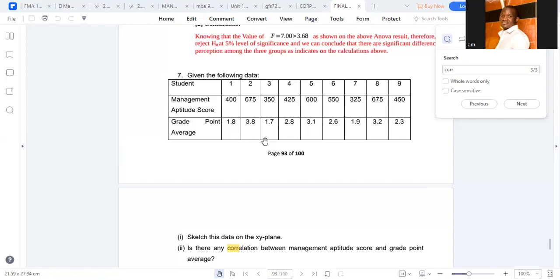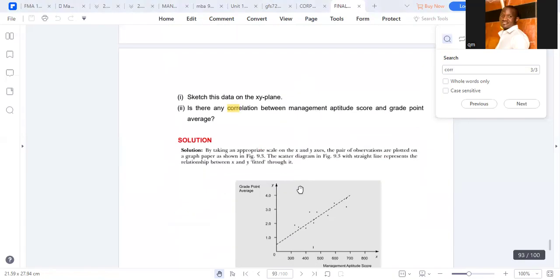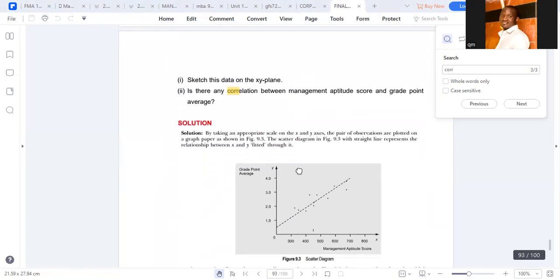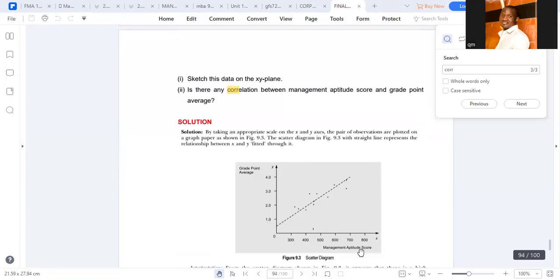For instance, advertising is the input, sales the output. So y is the dependent variable, also called the response variable. It is a variable that changes in response to x, so it depends on x. On the graphs, we put it as y. So these are very important. In this case, management score and grade point average. You needed to know which one is your x and which one is your y. The grade point average was our y and the management score was the x. Then you sketch it like this.